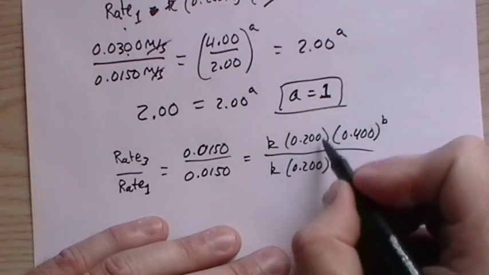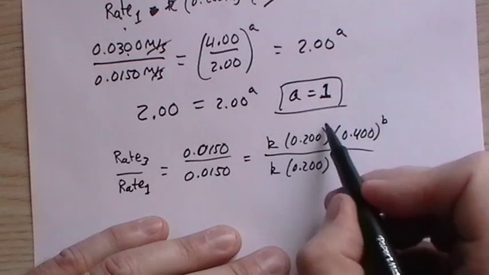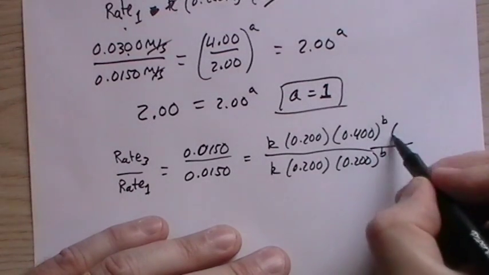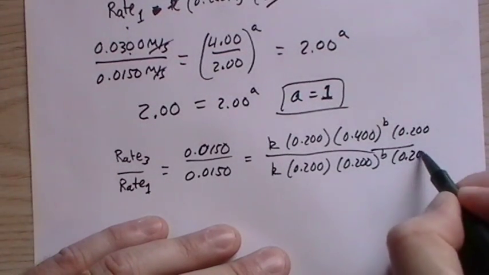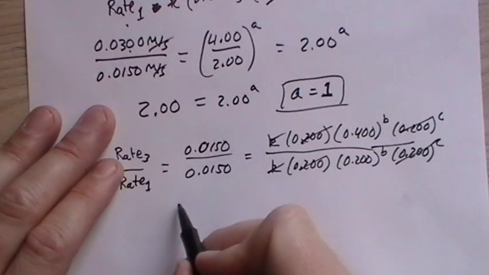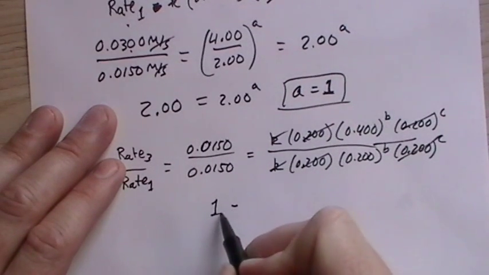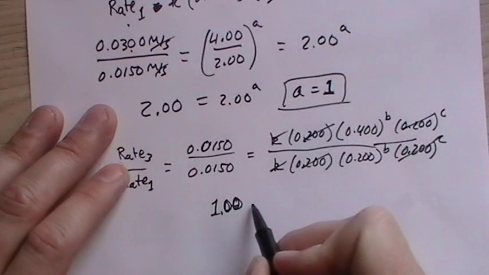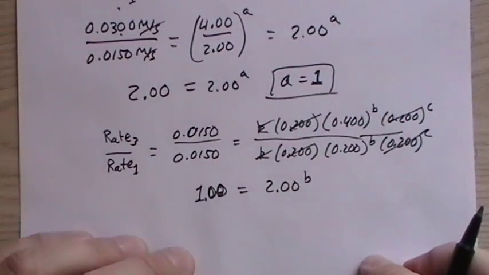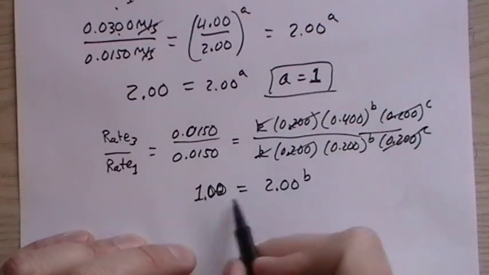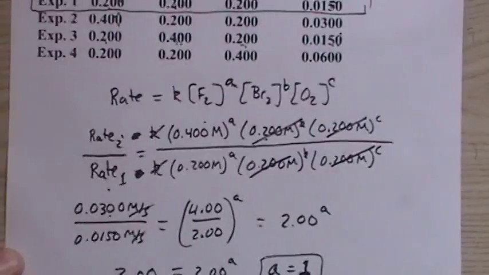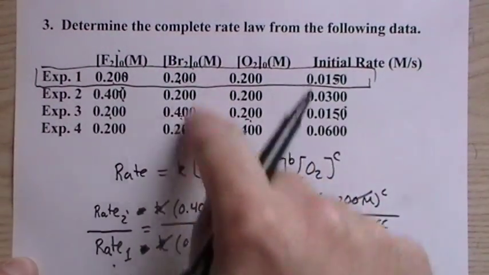So because we know what A is, that saves us a lot of hassle. We don't have to put A here. We've already found it. So anytime you find one of these exponents, use it. This is 0.2, and I'm just saving some room on the paper too by doing this. But you can see these cancel, K's cancel. This is 1. Get the right significant figures. 1 is equal to 2 to the B power. Simplifying. And the only way 2 can be equal to 1 by raising it to an exponent, B is equal to 0.